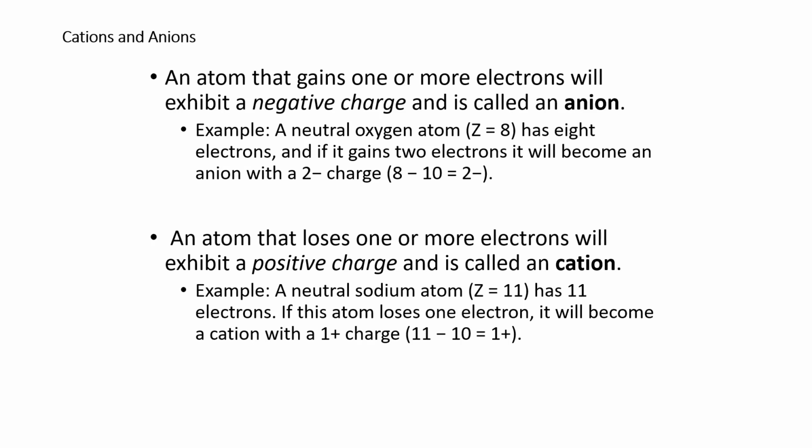Cats are positive to me. So cation has a positive charge. Anion, if you think of anarchy, when you put an in front of anything, it typically means something negative or something bad or the absence of something. So anion is the negative charge. So it's one way to keep those two separate in your head.